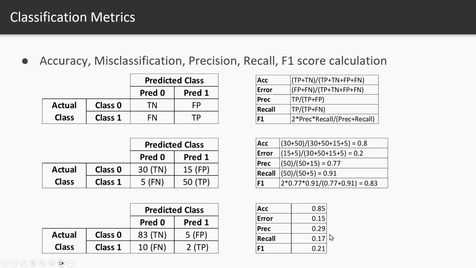F1 is in between these two; you can apply this formula and you will get it between these two. And you see all these three values are very small. Especially recall is terrible: 0.17, it's one fifth of accuracy. If you were to just use the accuracy in this model, you would be happy because 85 is a quite good number, but you would be very misled.